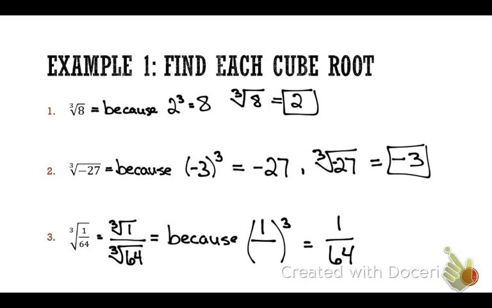4 times 4 is 16. And then 16 times 4 is 64. So it's 1/4. So because 1/4 to the third power is 1 over 64, then the cubed root of 1 over 64 has to be 1/4. Because that's what's being multiplied by itself 3 times to equal that number.